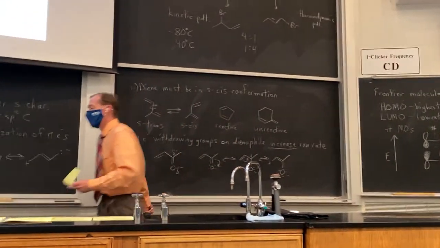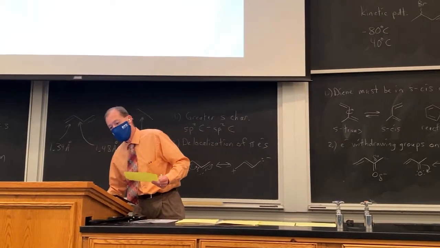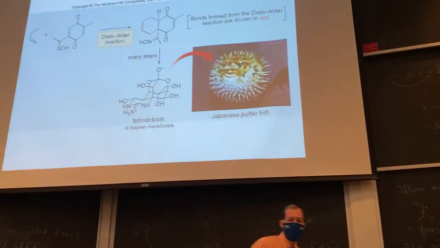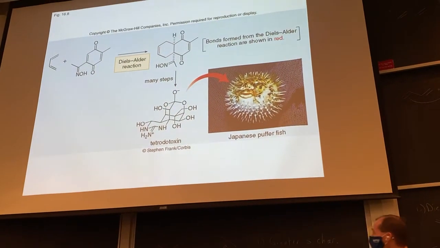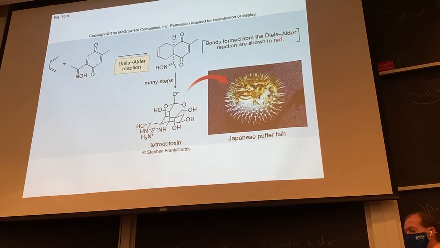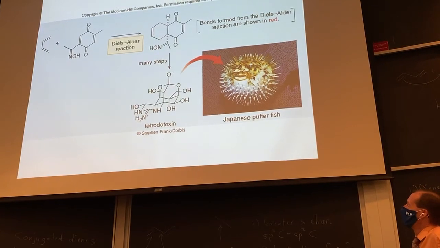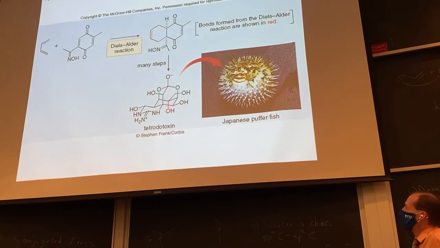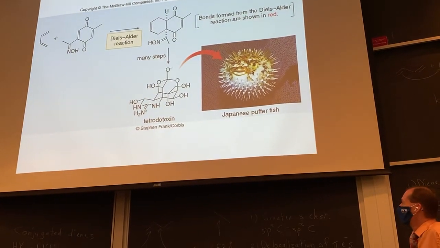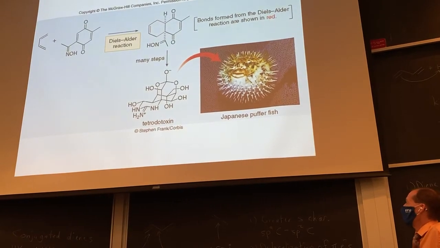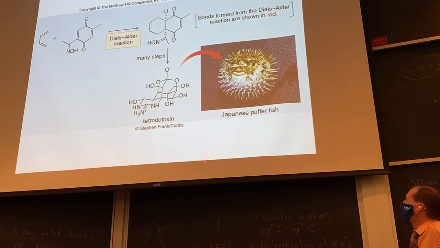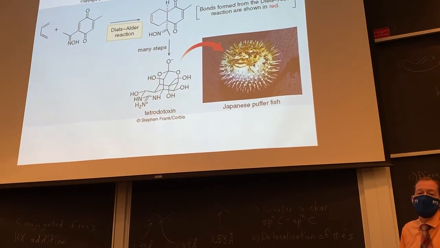Before we finish, there was one thing I skipped that we'll come back to. This figure here shows an example of a Diels-Alder reaction. Tetrodotoxin is this very interesting molecule here that has several 6-membered rings, several nitrogens and oxygens. This is a famous toxin. It is present in the Japanese pufferfish, or fugu.